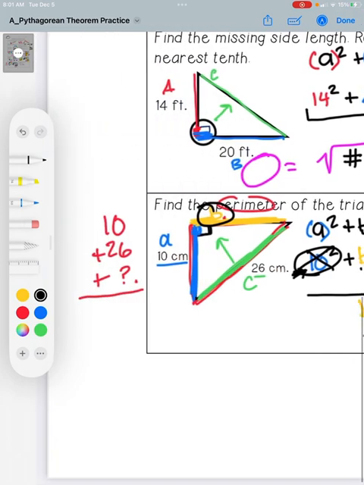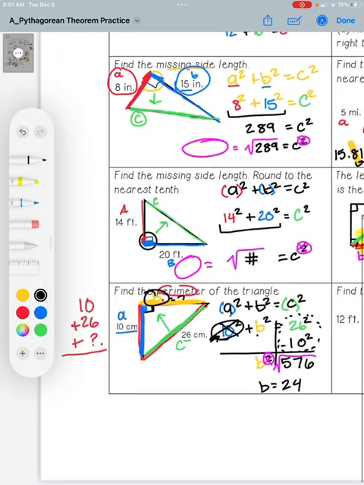I'm not done. That only gives me b, not the perimeter. But I needed that information because I need the perimeter here. So I have the 10 plus 26 plus now I know 24. And now I can find the perimeter. So after you add those numbers, that's your final answer.